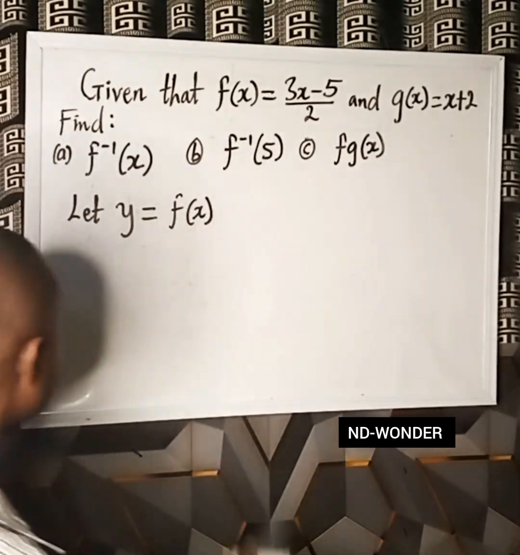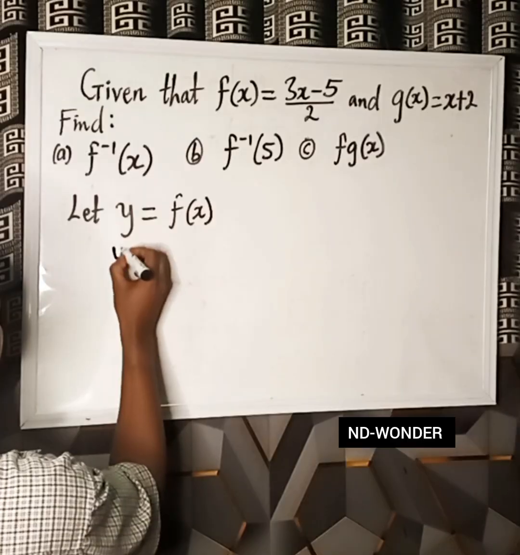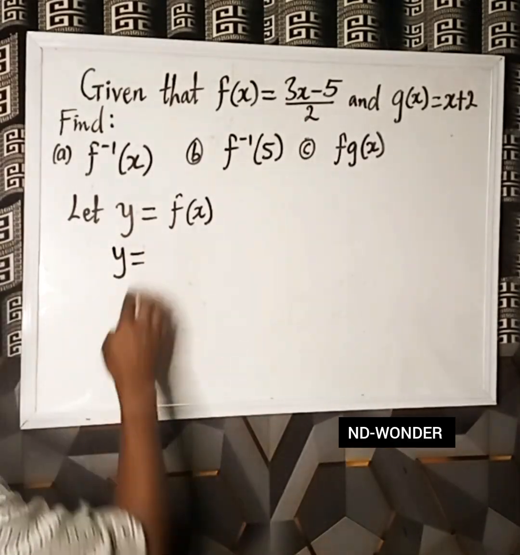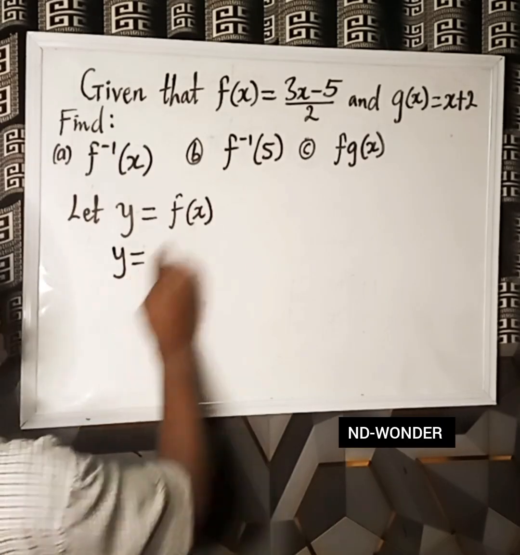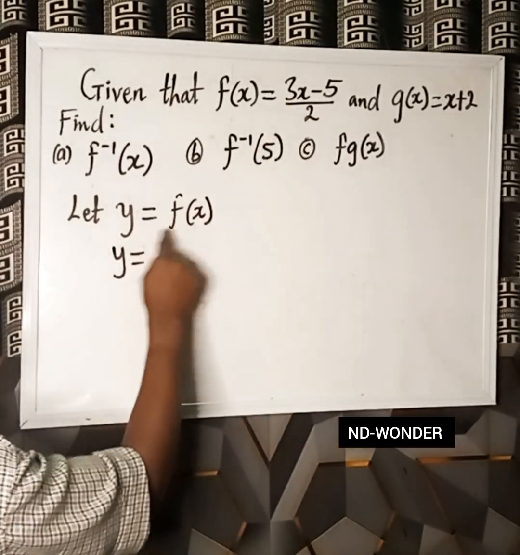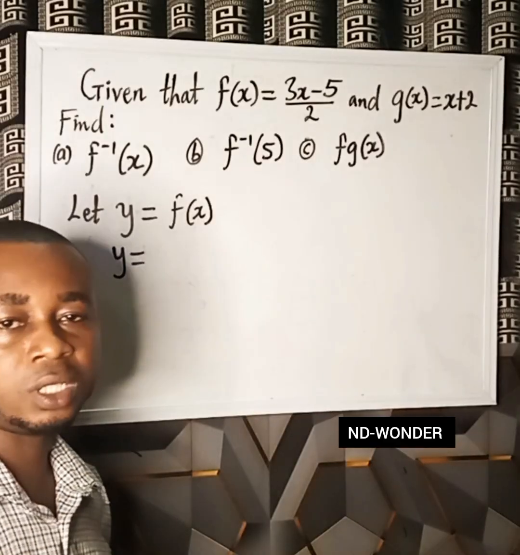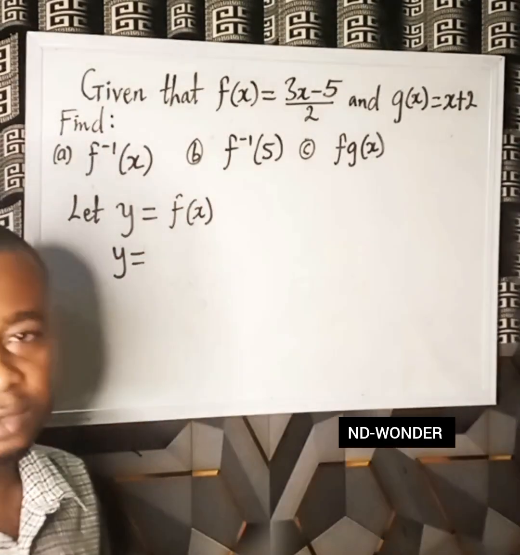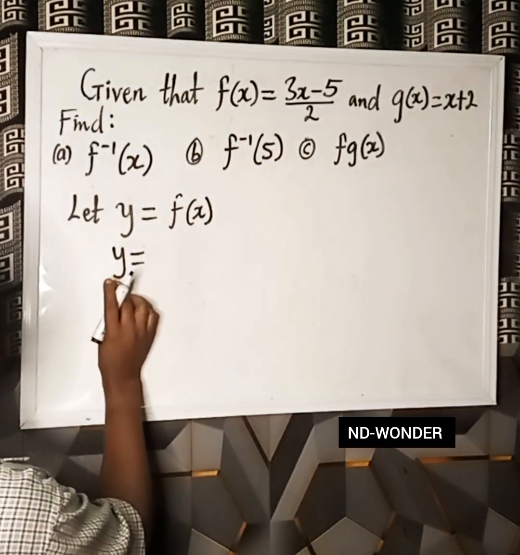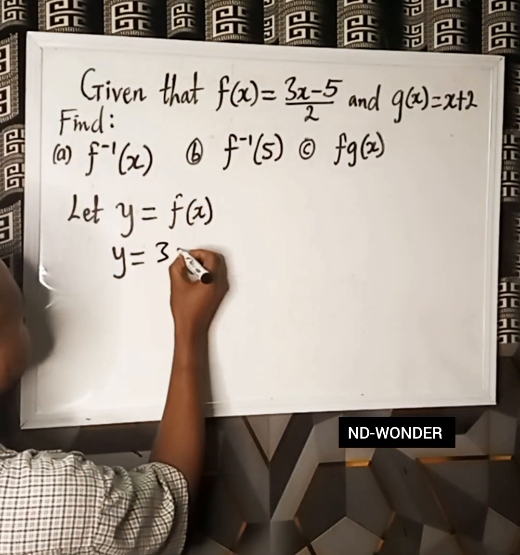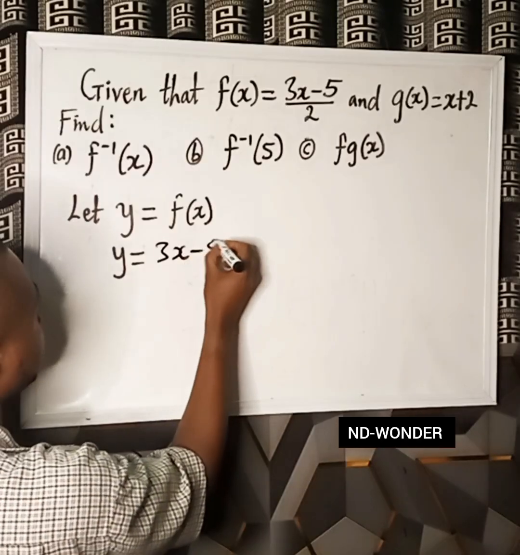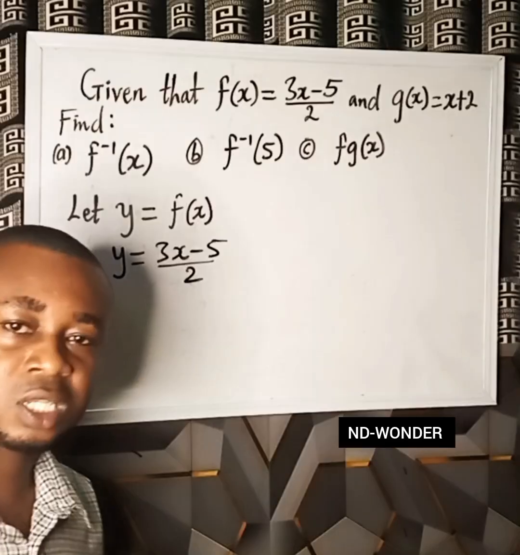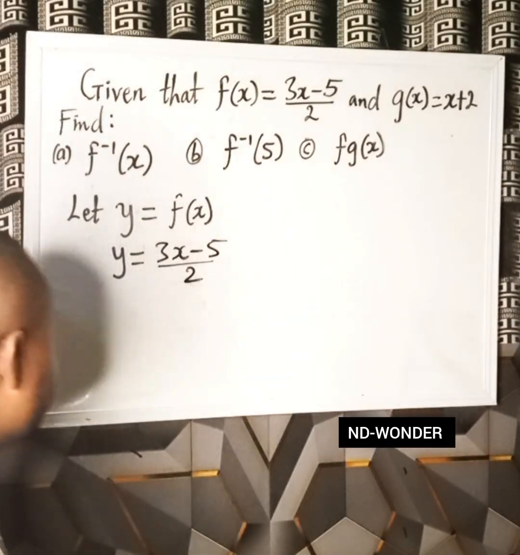In that case, we can say that if y is f of x and this is what f of x is, I will need to equate y to this value, because from my illustration we can see how we established this value. Then y will be equal to 3x minus 5 all over 2. The essence of this is to make x the subject of the equation.